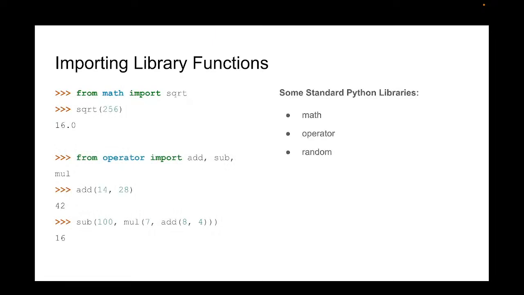Here are some other libraries. Random is a library for generating random numbers. Copy is for copying lists and other types of data structures.